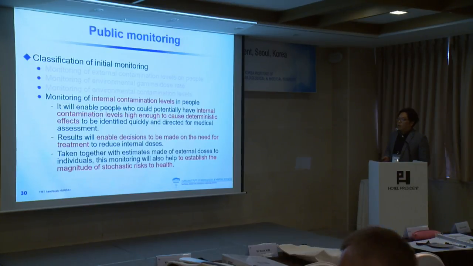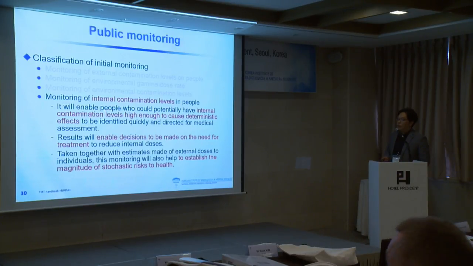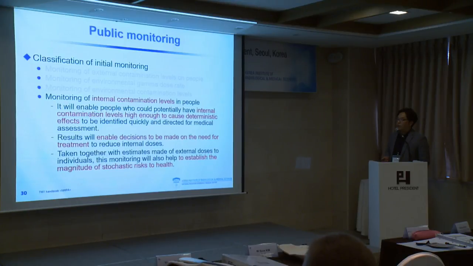The internal contamination monitoring enables identifying people who could potentially have internal contamination high enough to cause deterministic effects. So the result can be used to make decisions on the need for treatment, and the monitoring will also help to establish the magnitude of stochastic risk to health.